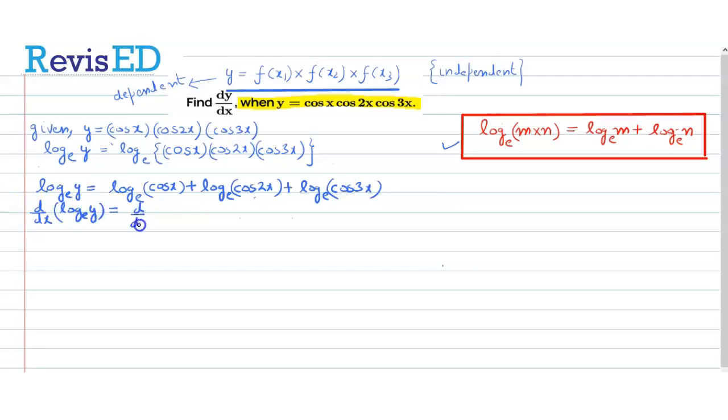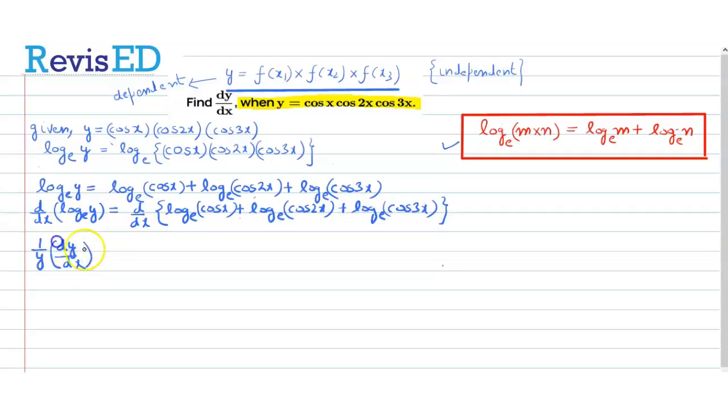So d by dx of log base e of y equals d by dx of the entire RHS term, that is log base e of cos of x plus log base e of cos of 2x plus log base e of cos of 3x. Differentiation of log e of y will be 1 by y multiplied by dy by dx. The d by dx term follows a distributive property, so we differentiate log e cos of x, then log e cos of 2x, then log e cos of 3x.